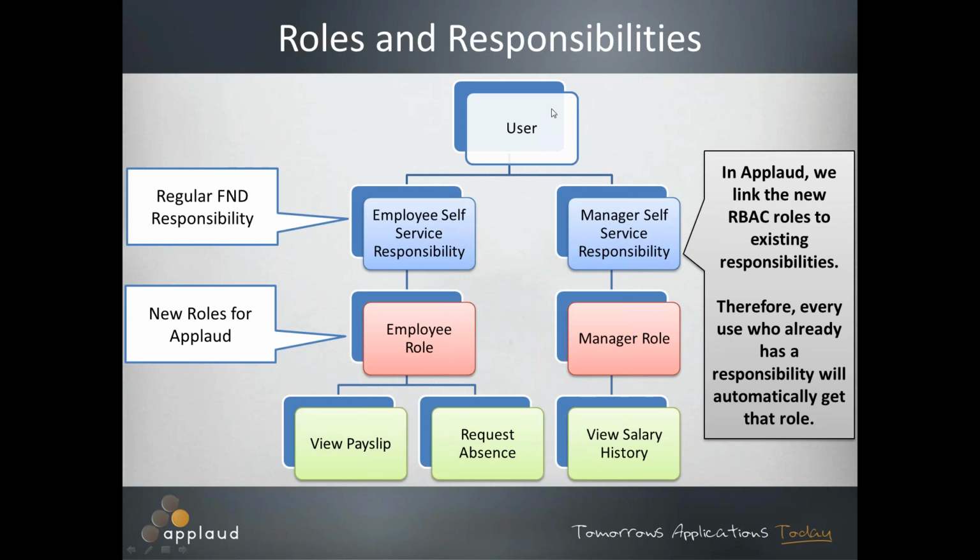Okay, so think of that through again. You've got 10,000 users on your existing setup, and each one of those users already has employee self-service or manager self-service, or both. And then when we come along, what we're doing is we're attaching the security to the existing responsibility through these new roles. And because of that, anyone that logs in that already has employee self-service will get all of the Applaud employee security, and anyone that's got the manager self-service responsibility, they will get all the manager Applaud security.